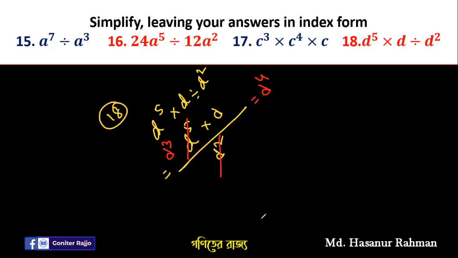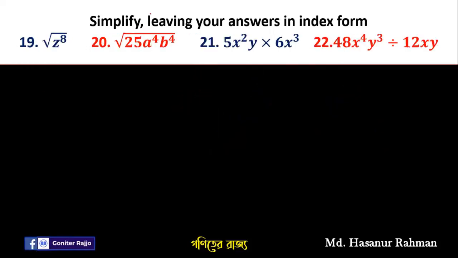And we can solve it in another way. d to the power 5. For multiplication, we have to add. For division, we have to subtract. So 5 plus 1, that is 6 minus 2. That will be d to the power 4. Very simple.